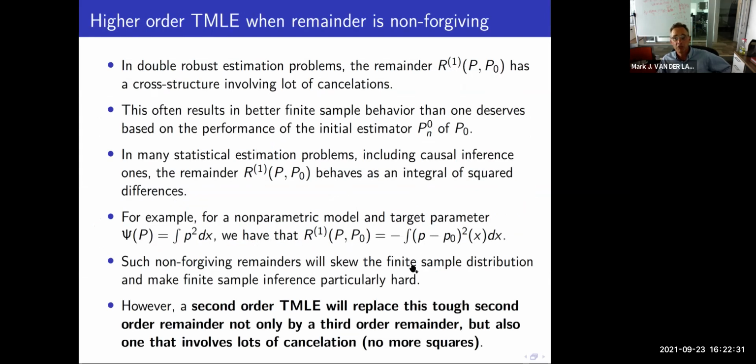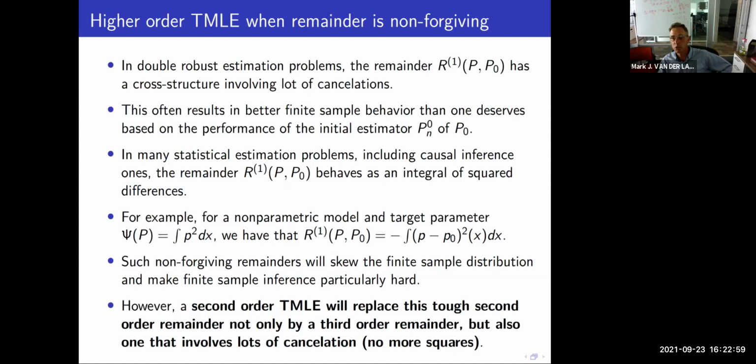Now, the integral density squared is an interesting example, because there the exact remainder is an integral of (p minus p0) squared. So this is a kind of non-forgiving remainder. If you do first order TMLE, you have to deal with this remainder. It has to be negligible, otherwise your first order inference is biased, because this always adds a negative term. It doesn't matter, it always gets squared and integrated. So that's really hard, to get inference in problems where these exact remainders have no cancellation.